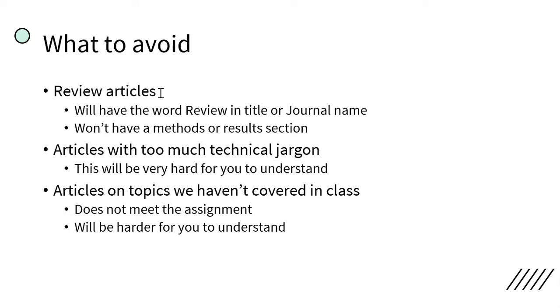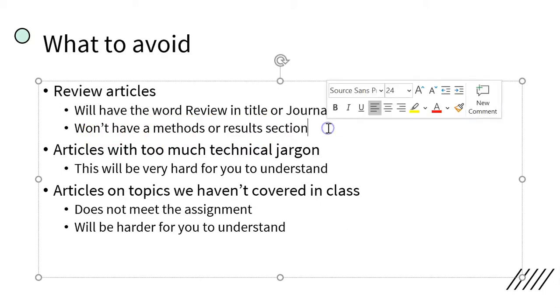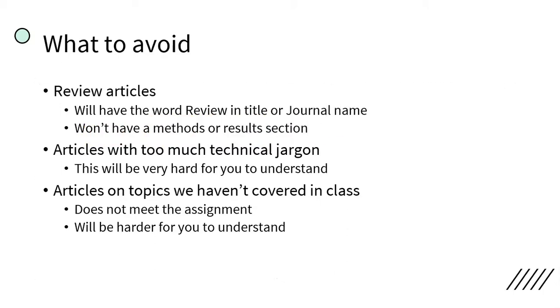I want you guys to be able to read an entire research paper by yourself and understand it. So a review paper is not going to do that. How do you know it's a review article? Again, it's going to have the word review in the title or journal name, or it's not going to have a methods or results section. So if you don't see a method or results section, don't use it. It's easy. Also, if you're starting to read a paper, the thing is, you can pick one, and then if as you're reading it, it doesn't make sense to you, you can pick a new one. You can start over. You're not tied down to one specific article.